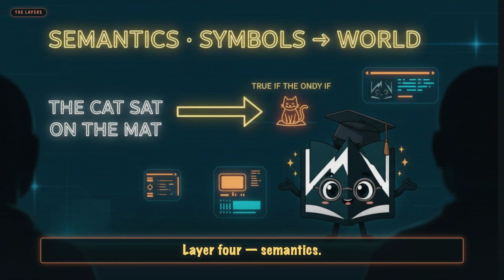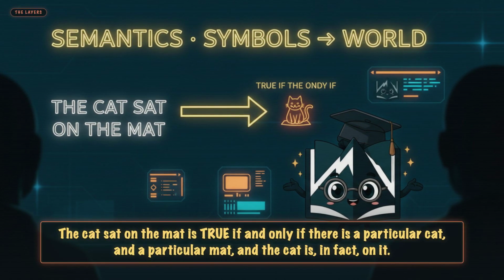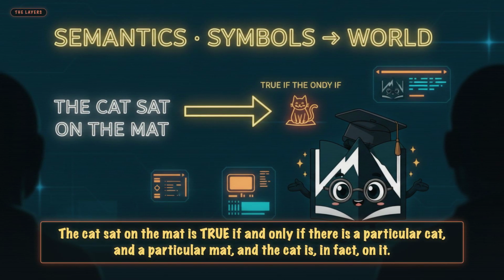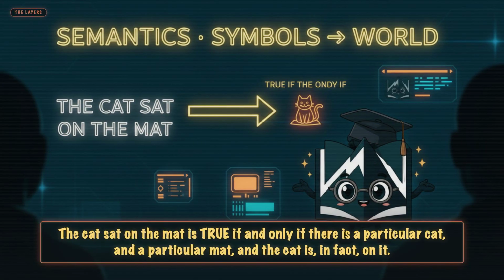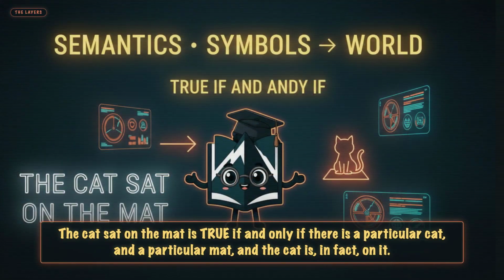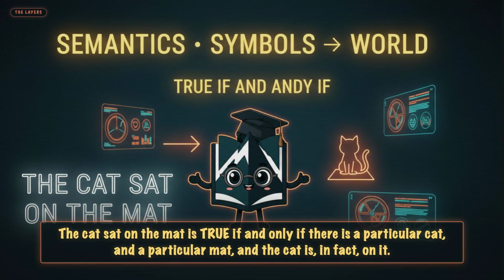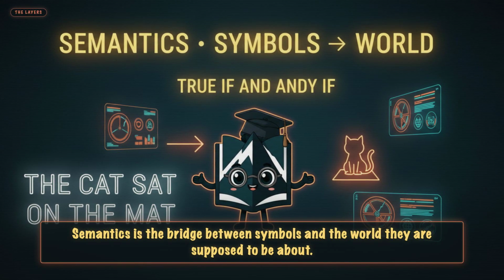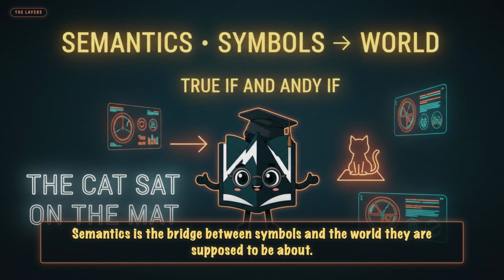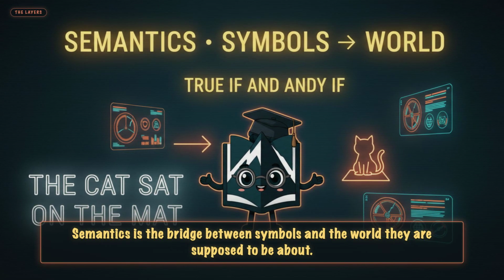Layer 4, semantics. What sentences mean? The cat sat on the mat is true if, and only if, there is a particular cat and a particular mat, and the cat is, in fact, on it. Semantics is the bridge between symbols and the world they are supposed to be about.